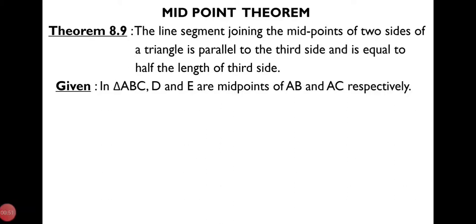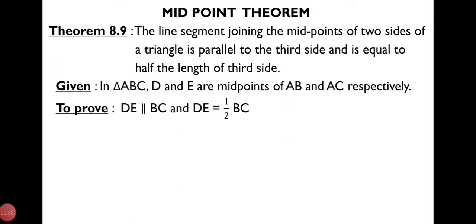E are midpoints of AB and AC respectively. To prove: DE parallel to BC and DE equal to half BC. These two things we have to prove.